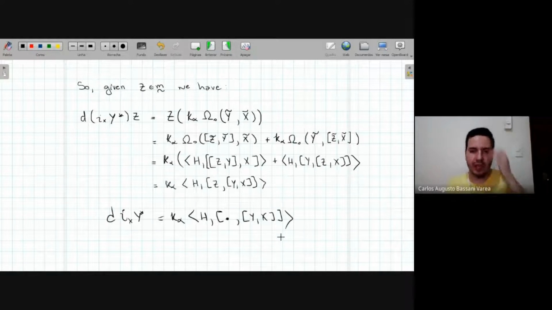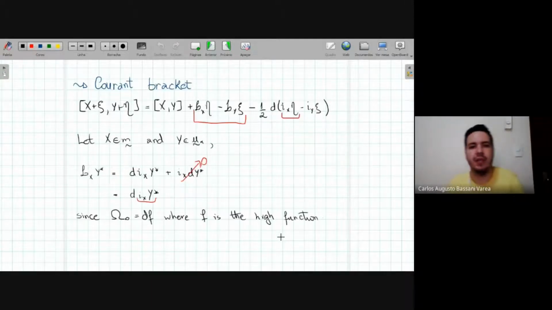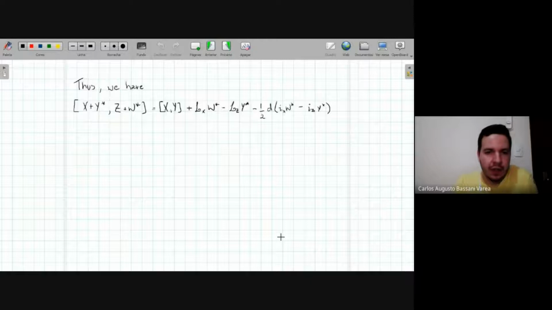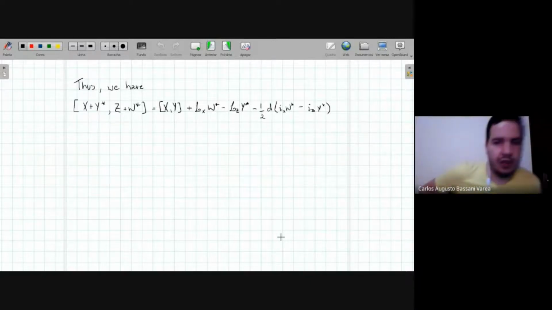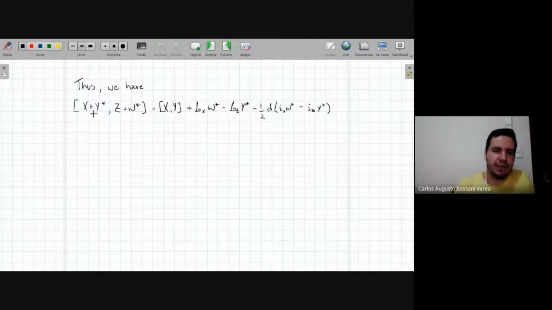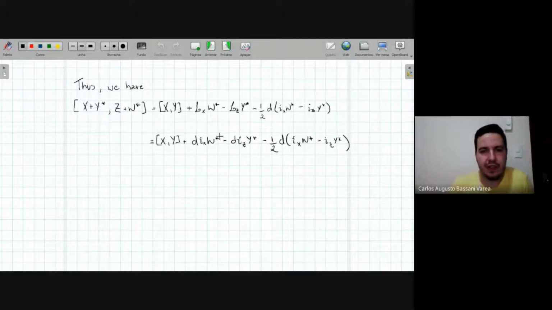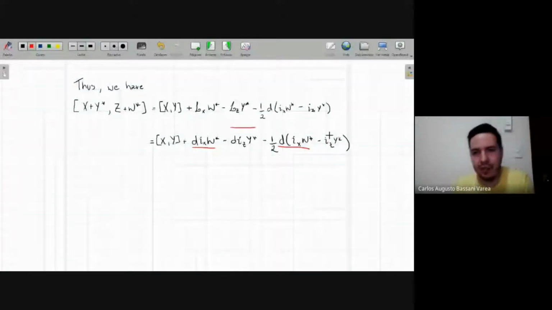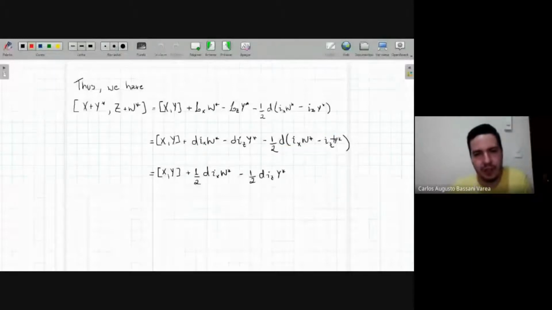So the idea is just to replace all these identities in the expression of the Courant bracket. So this is the expression of the Courant bracket applied on the elements x plus y star and z plus w star. So observe that the Lie derivative is just given by this expression here that we obtained first. And this guy here is exactly what appears here, and this guy here is exactly what will appear here. So we can simplify the expression.